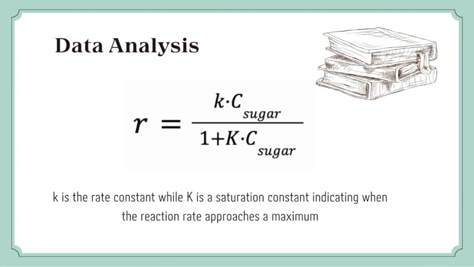The rate of ethanol production in our system can be modeled using a Michaelis-Menten-like expression adapted for fermentation, where R is the rate of ethanol production, C sugar is the concentration of sugar, small k is the rate constant, and large K is the saturation constant, indicating when the reaction rate approaches a maximum.